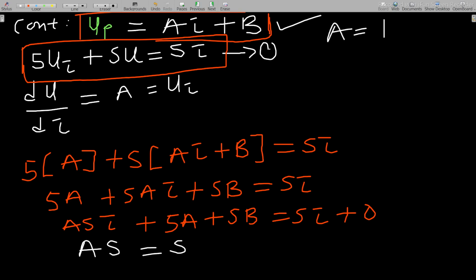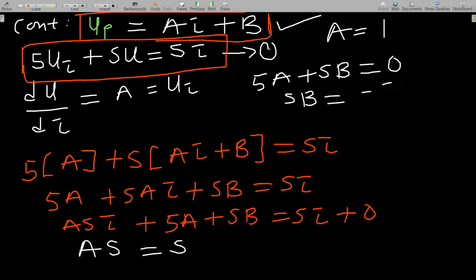1. Now the constant term at the left side is what? 5A plus SB, and the constant term at the right side is 0. So I have my A is 1, so I have SB is equal to minus 5A, and A is also 1, so I have minus 5. So I have B to be equal to minus 5 over S.